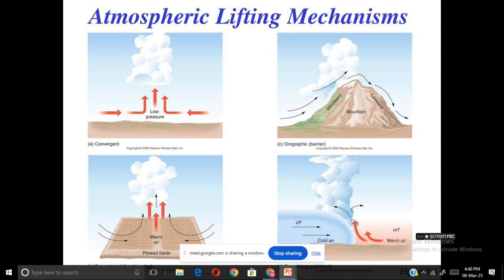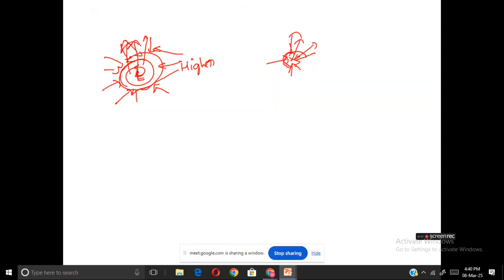The second one is orographic lifting. Orographic lifting basically means that there is a mountain, hill, or something similar present in the atmosphere.